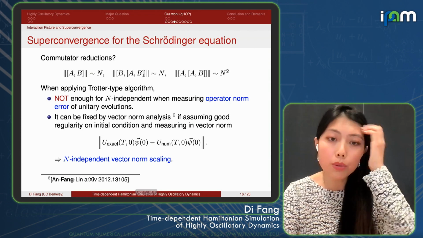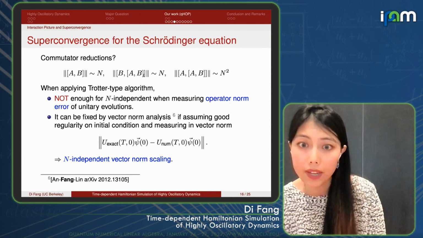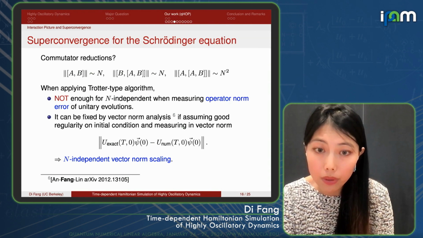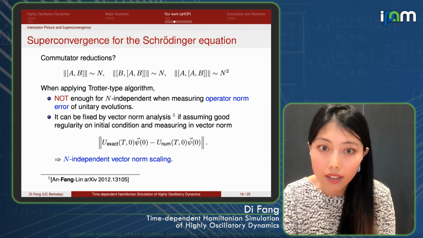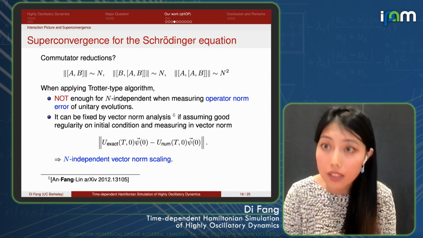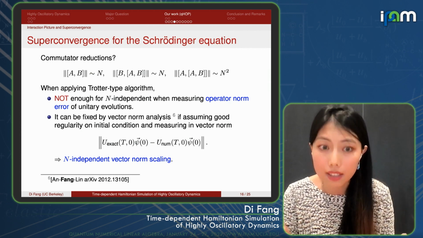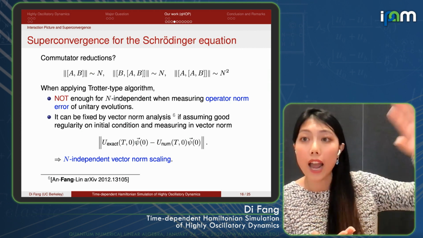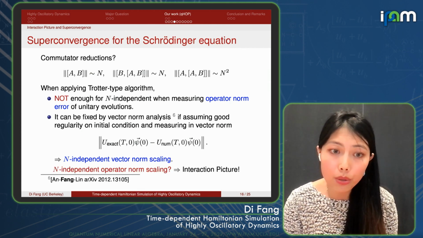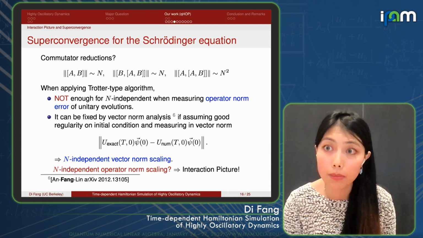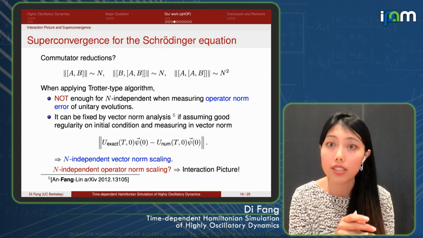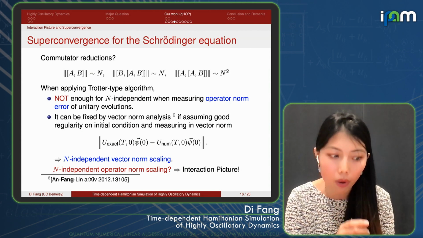It turns out we were able to fix this issue by looking at a different measurement of the error. We were able to prove that if there is good regularity in the initial condition, then taking the initial condition into account, instead of measuring the operator norm, we measure the so-called vector norm. Using this vector norm analysis, we were able to get an N-independent vector norm scaling. So you no longer have this exponentially large prefactor. However, people are still interested in getting an N-independent operator norm scaling. That's where the interaction picture comes into play. So now let's take the interaction picture together with our new algorithm, this qHOP, and see how it performs.